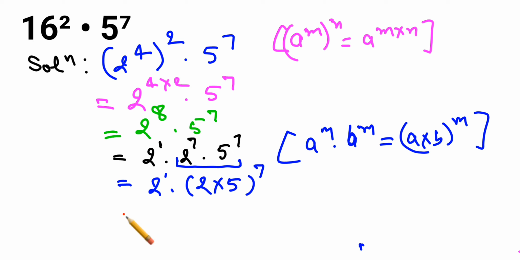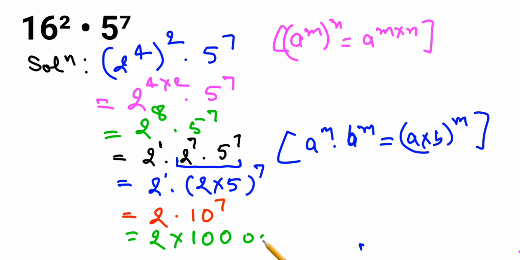Next step, we write 2 to the power 1 means 2 into 10 to the power 7 means 10 have 7 zeros. We write 2 into 10 have how many zeros? 7. 1, 2, 3, 4, 5, 6 and 7.